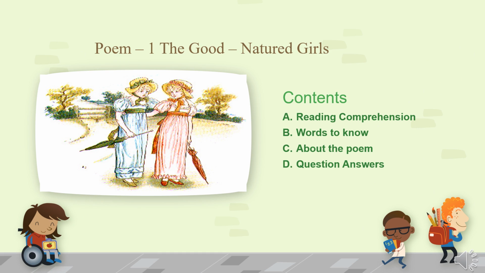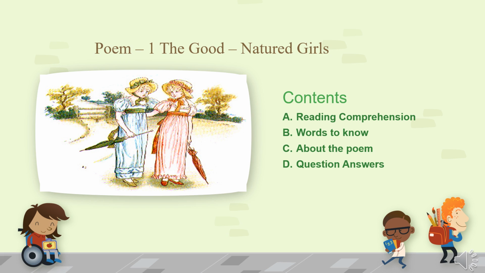Chapter 1, Poem: The Good Natured Girls. These are the four contents which I have included in your question paper. The first one is reading comprehension, second words to know, third about the poem, fourth question answers. The first one is reading comprehension. There will be one reading passage. All students are requested to read the particular portion at least 2 times and answer the questions.